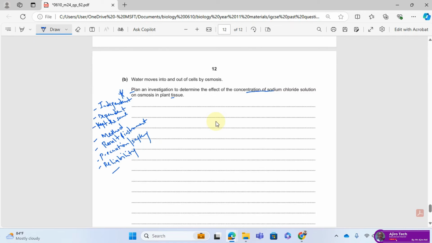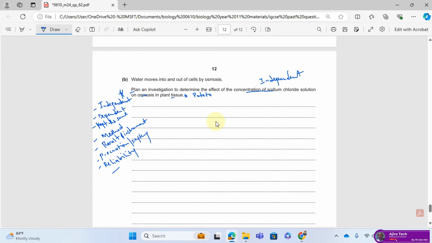Now we have seen that here we are looking at the effect of sodium chloride solution. So the sodium chloride solution becomes our independent variable. What are we checking? The rate of osmosis in a plant tissue. So we can decide to use a potato cube from a potato tuber plant. Now how do we do this? So let's start with our investigation.